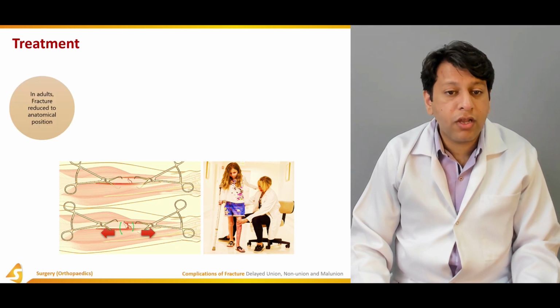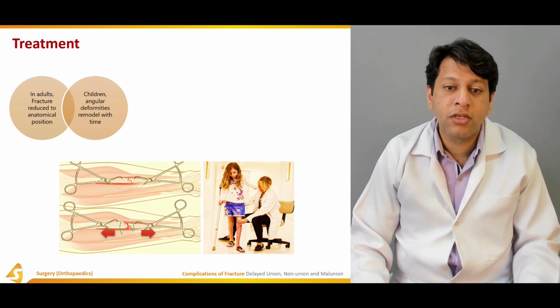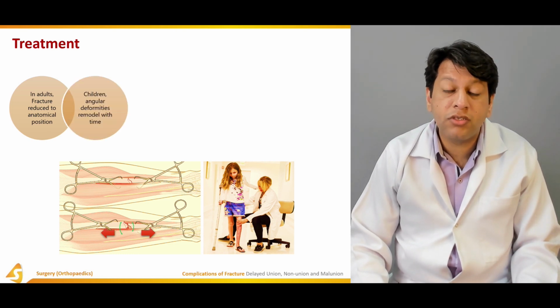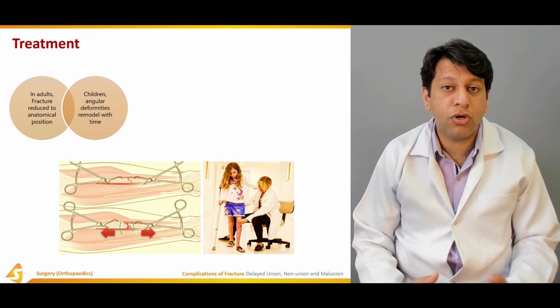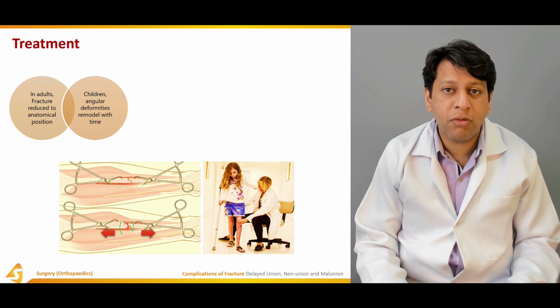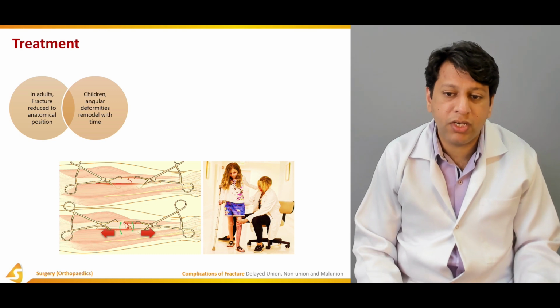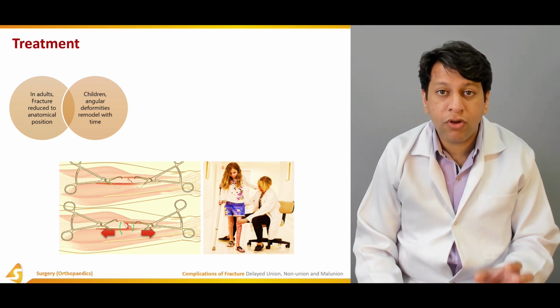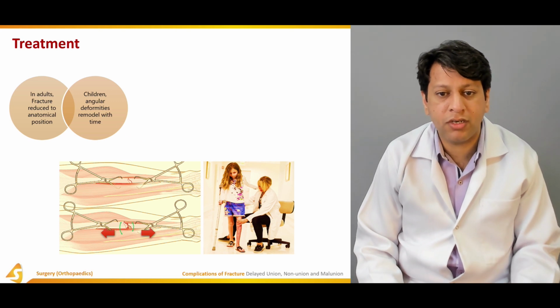In adults, fractures are usually reduced to anatomical position and fixed in the form of plates and nails. In children, angular deformities usually remodel over time, but we need to remember that if it's beyond a certain degree of angulation, for example in radius and ulna, usually the upper limit is 30 degrees, beyond that they won't remodel over time. So if they fall in certain specific criteria, well and good. Otherwise, we have to fix it.